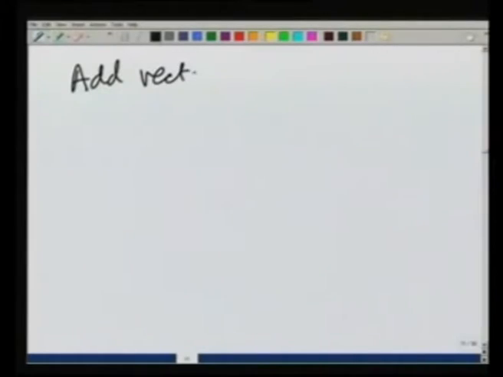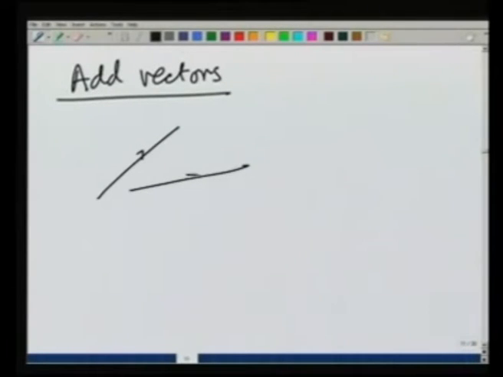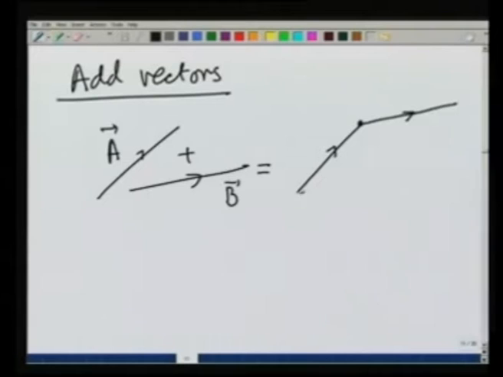So, if I want to add two vectors A and B, so we are doing A plus B, what we do is take A, on its head put the tail of B, and then draw a vector starting from the tail of A to the head of B, and that gives you A plus B.